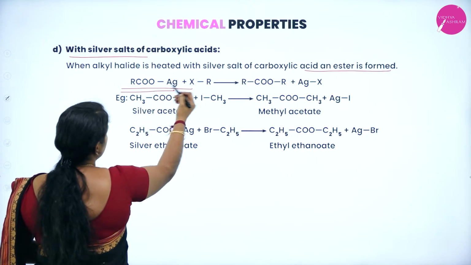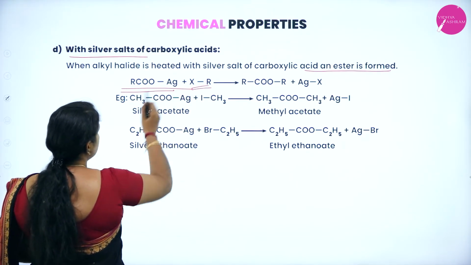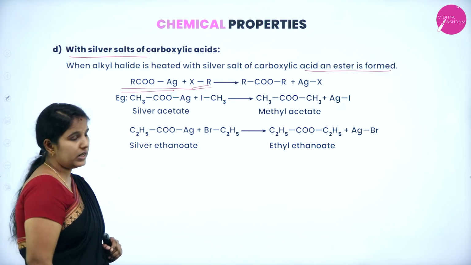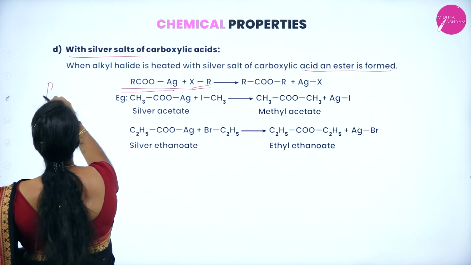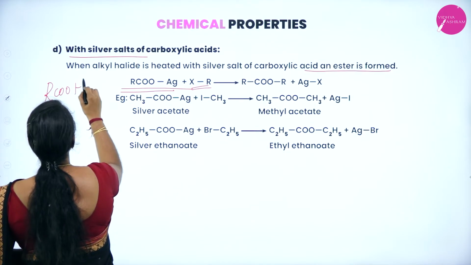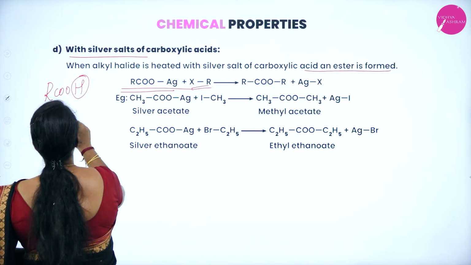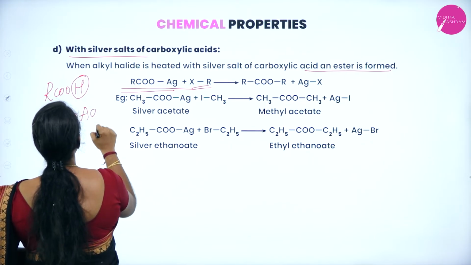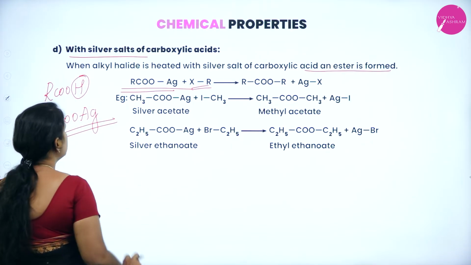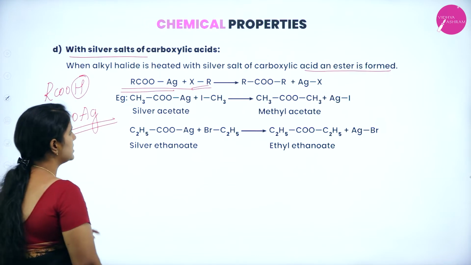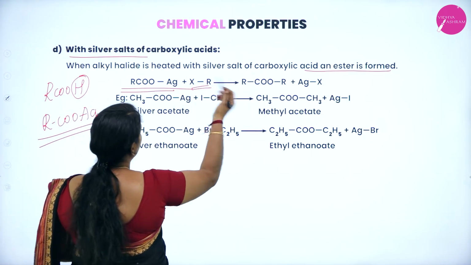This is a general representation of a haloalkane. This is a silver salt of what? Carboxylic acid. You can see that the carboxylic group is represented as RCOOH. If the H is replaced with silver, we write RCOOAg, the silver salt of carboxylic acid. With the haloalkane, what does it form?